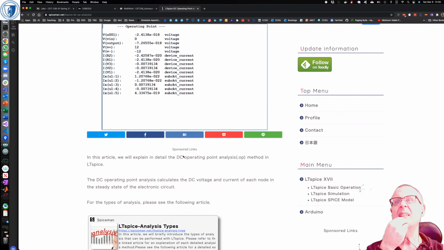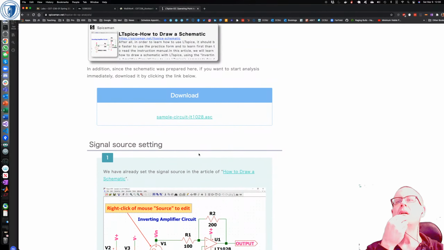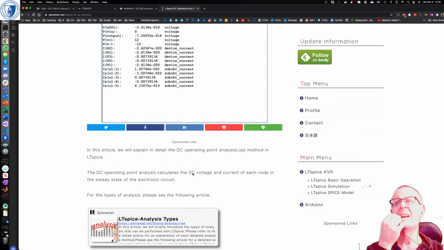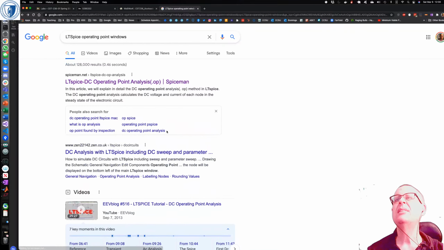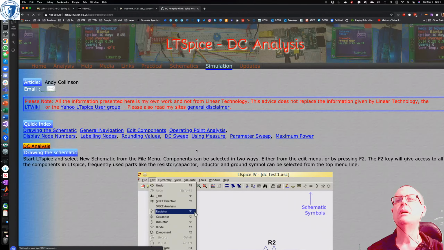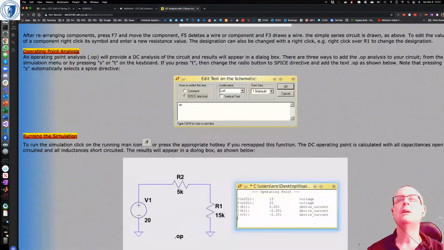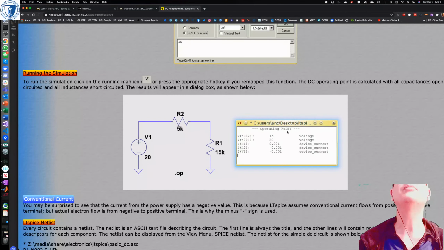That's it there. I don't know how to show, didn't answer. Does this one show it? Press the run. It doesn't actually say how to get the operating point.